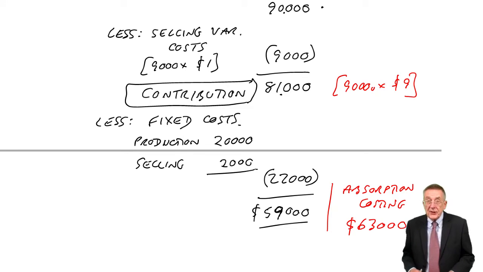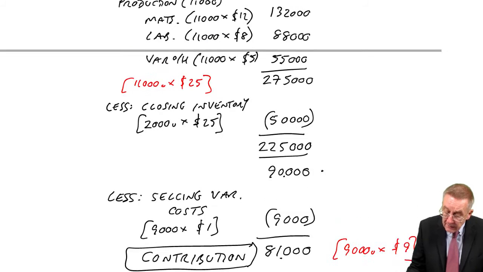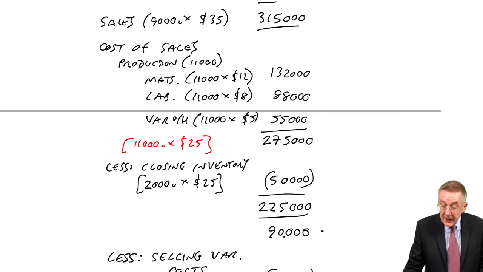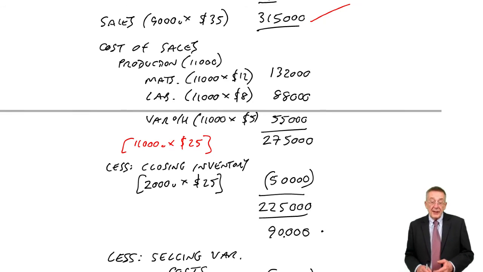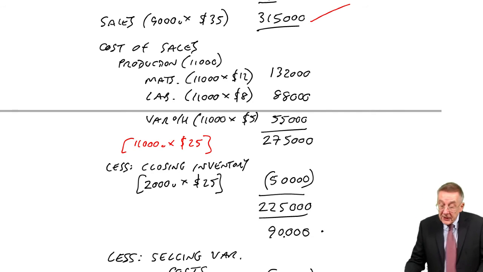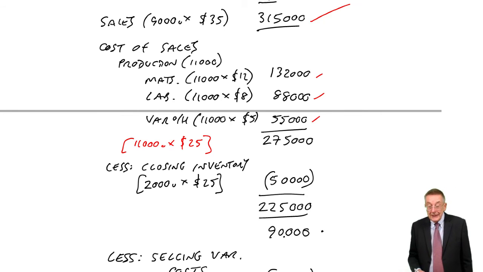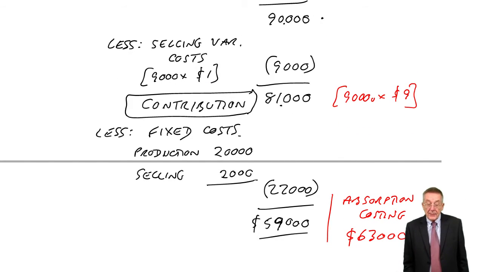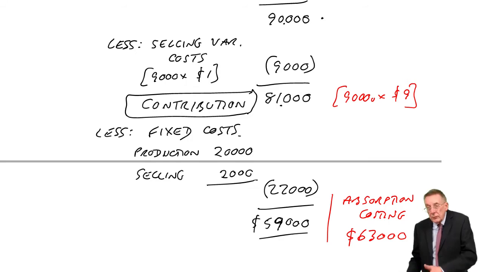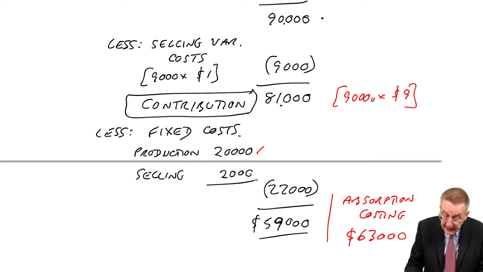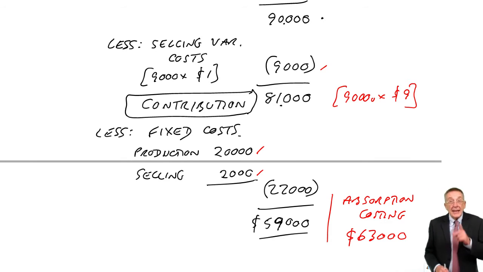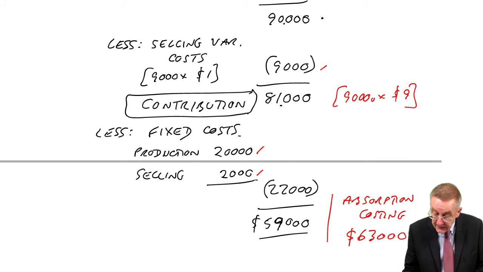Because although the layout of the statement has been a bit different, if you look back to chapter 9, the sales revenue in both cases was 315,000. The materials were 132, labour 88, variable 55. The fixed costs, when we did absorption, we put in the wrong figure and then we adjusted it, but we did end up with 20. We did end up with selling costs of 2,000 and 9,000. The figures are all the same, except for one thing, the inventories.